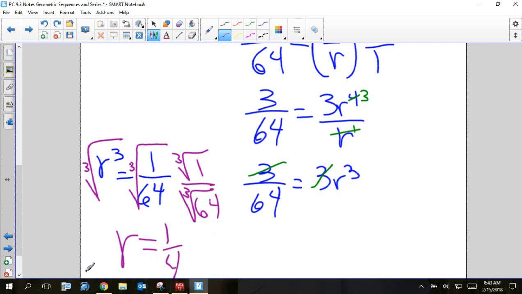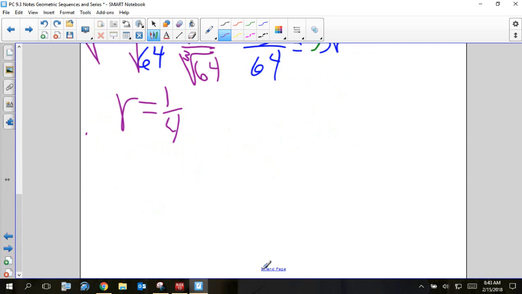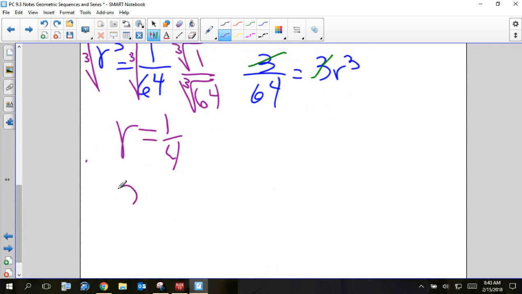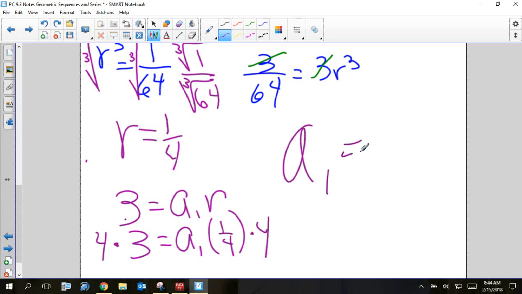So once I know what r equals, I can plug it back in to find a sub 1. So I'm going to plug it back into, what was it? Oh, it was 3 equals a sub 1 times r. So we've got 3 equals a sub 1 times 1 over 4. How do I cancel out a 4? Multiply by 4. So a sub 1 equals 12.